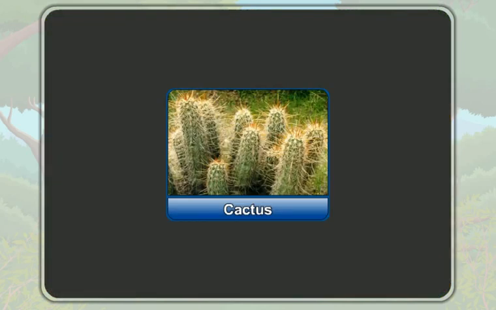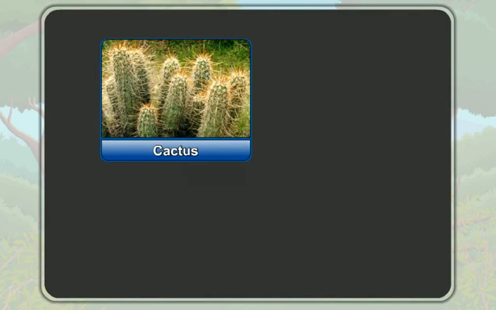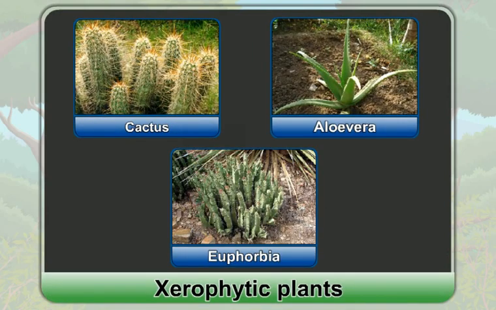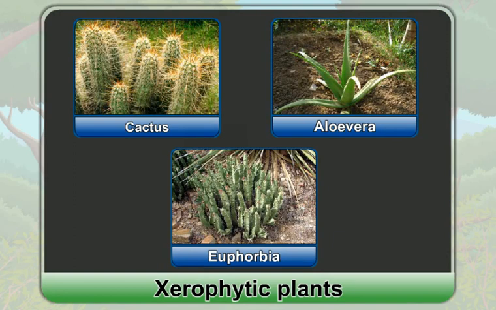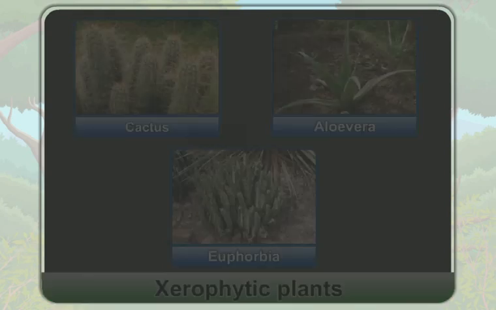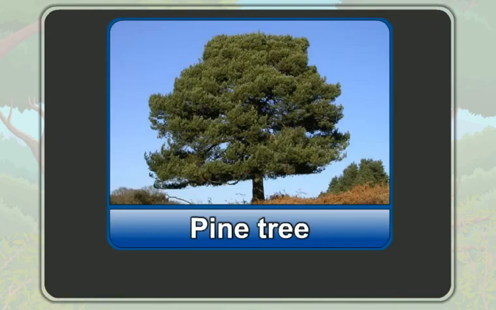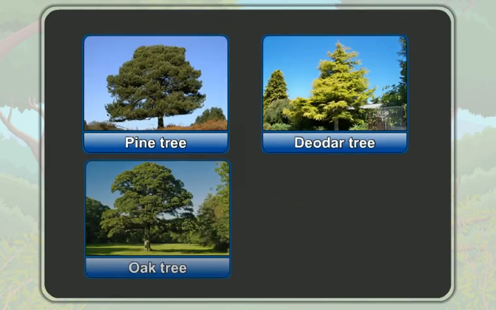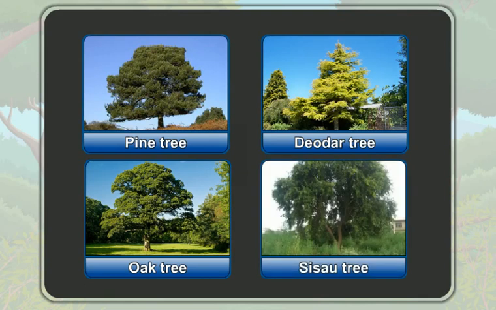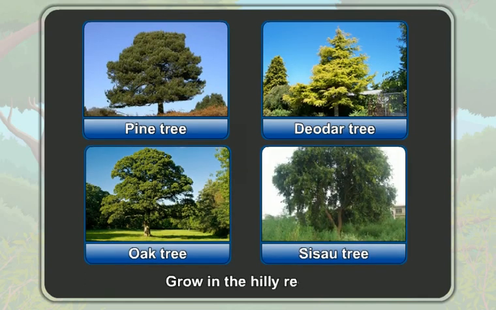Like a cactus, the body structure of the xerophytic plants, like an aloe vera and a euphorbia, also help them survive in the desert. Now this is a pine tree. A pine tree grows in the hilly region. A deodar tree, an oak tree, and a sisal tree also grow in the hilly region.